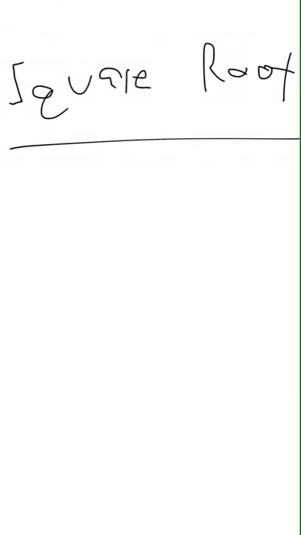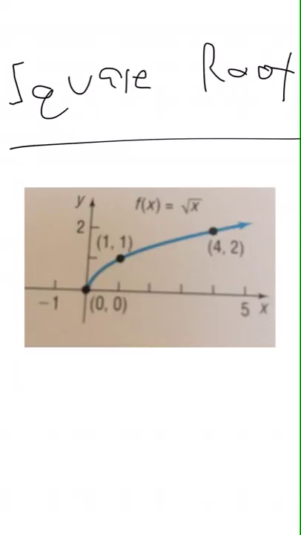Alright, the next type of parent function you're going to learn about is what we call the square root function. It's just given by f of x is equal to the square root of x. And the positive square root function gives you the half of a sideways parabola. If you were to do negative square root of x as well, you would have the other part of your sideways parabola. But anyway, what I'm about to tell you about the domain and range pertains specifically to the positive square root function.